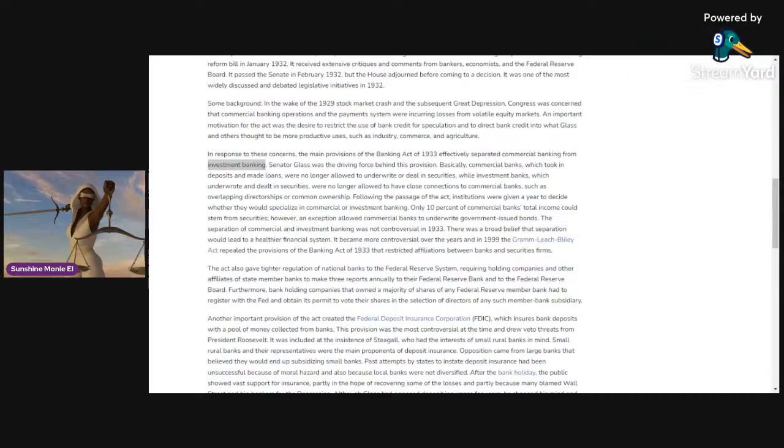Some of these banks still do both, though. Like JP Morgan does both. So it's kind of like, even though this was done in 1933, it still kind of went back to there being a blurred line with certain banks.